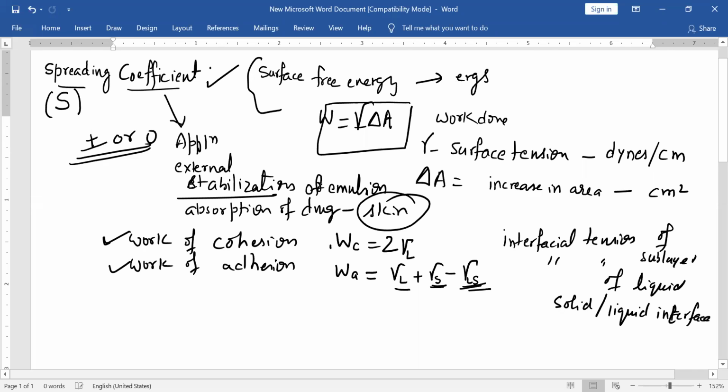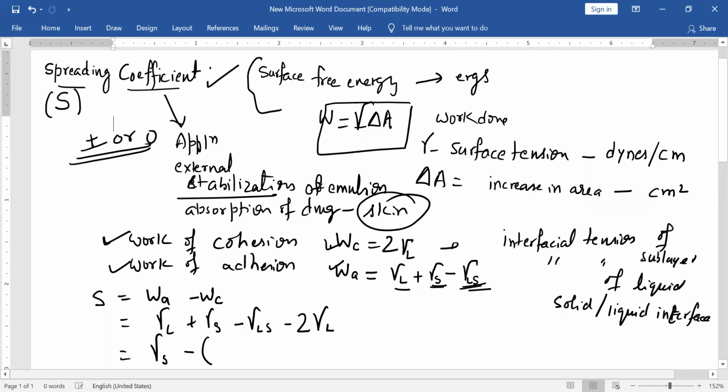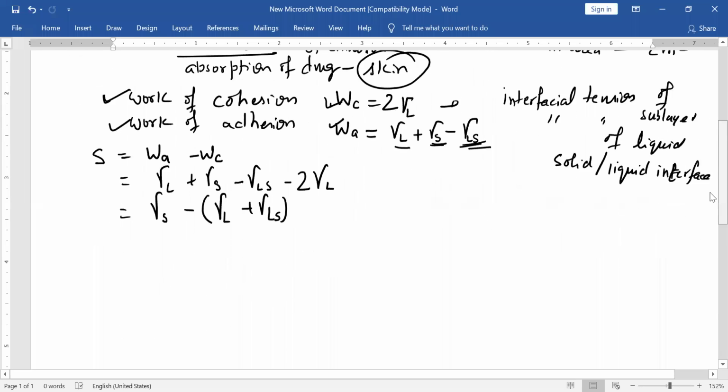तो हमारे पास वर्क ऑफ एडेशन है, वर्क ऑफ कोहेशन है, तो अगर हम दोनों इक्वेशंस को माइनस कर दें तो S इज इक्वल टू डब्ल्यू ए माइनस डब्ल्यू सी. सो ये है हमारा डेल्टा एल प्लस डेल्टा एस माइनस डेल्टा एल एस माइनस टू डेल्टा एल. तो फाइनली जो हमारी इक्वेशन आएगी वो आएगी डेल्टा एस माइनस डेल्टा एल प्लस डेल्टा एल एस. सो अब यहाँ पे हमारे जो कंडीशंस हैं, ये हो जाएंगी हमारी कंडीशन.